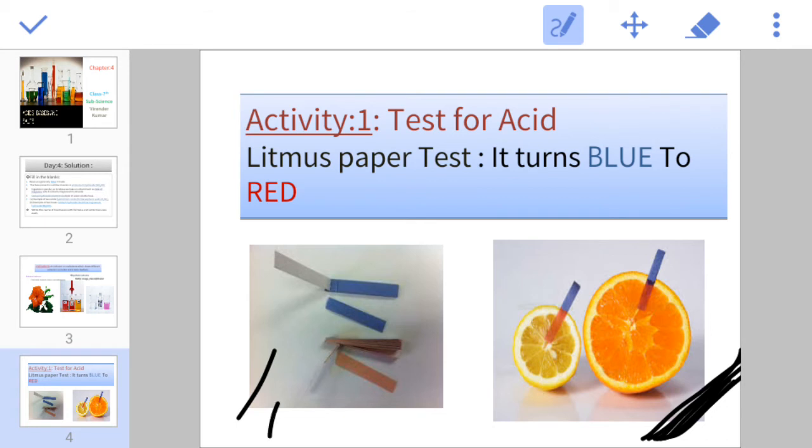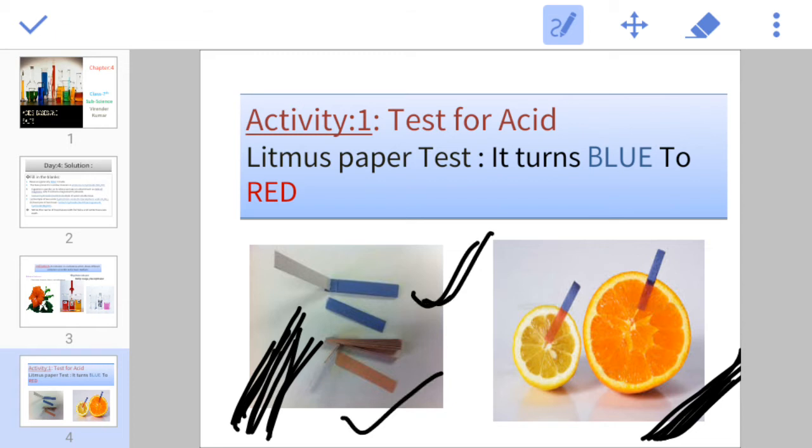So this is a picture of litmus paper. One is the red litmus paper, the second is called blue litmus paper. There are many colors of litmus paper, but here we use only two types: red litmus paper and blue litmus paper.